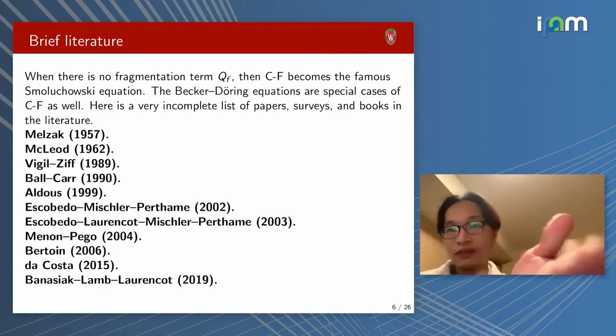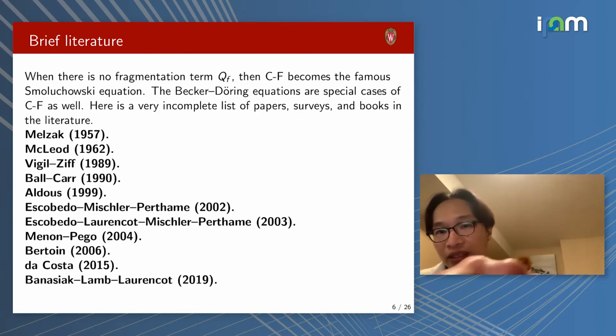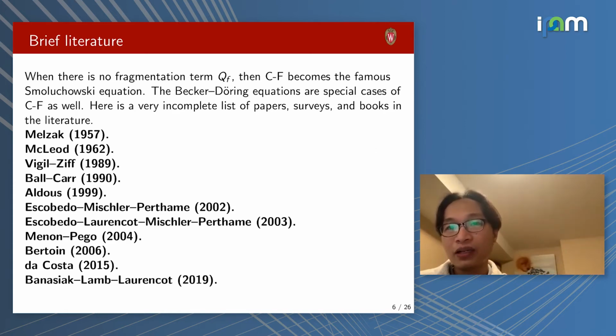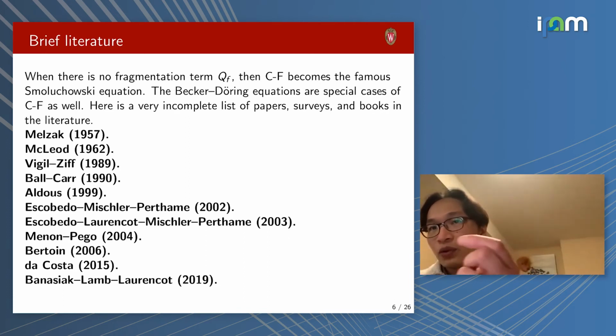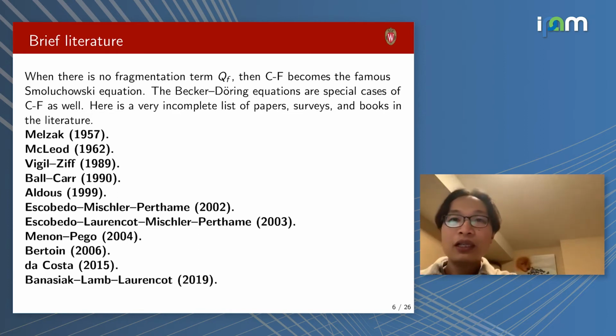For example, there's a great survey by David Aldous at Berkeley. And there are two very important papers related to our work: Escobedo, Mischler, Perthame, and Escobedo, Laurençot, Mischler, and Perthame. And the next one is Menon and Pego, which we're going to use. Okay. So it's incomplete, but it shows that this equation has quite a long history. Now let me go to the next slide.